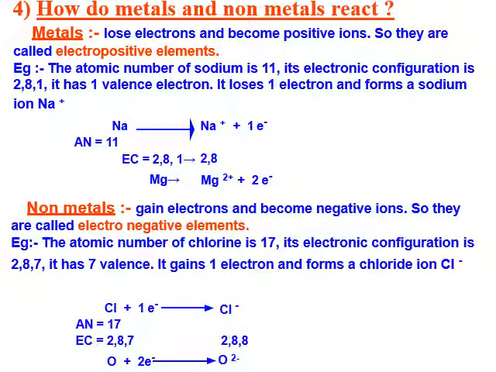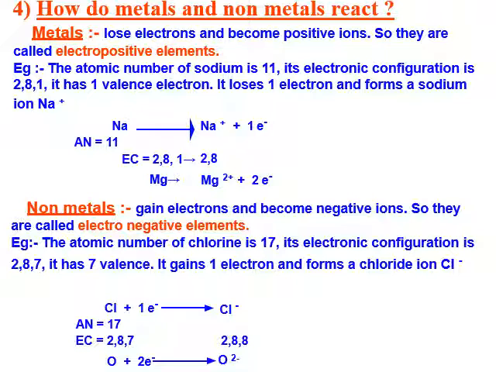Now you can see the atomic number of sodium is equal to 11. Electronic configuration we can write 2, 8, 1. When it becomes electropositive Na plus, the electronic configuration changes from 2, 8, 1 to 2, 8. And likewise magnesium forms the Mg2 plus ion by releasing 2 electrons. The atomic number of magnesium is 12. Electronic configuration we can write 2, 8, 2. And when it loses 2 electrons, the electronic configuration changes from 2, 8, 2 to 2, 8. So metals lose electrons and become positive ions.